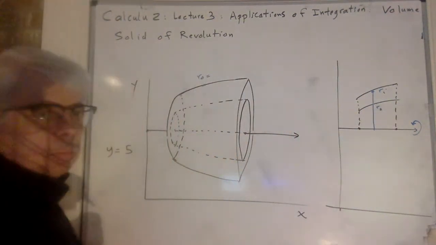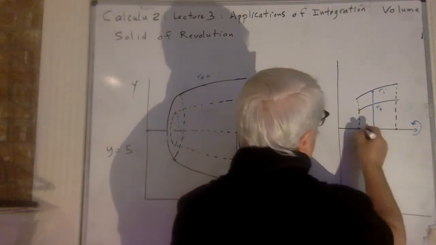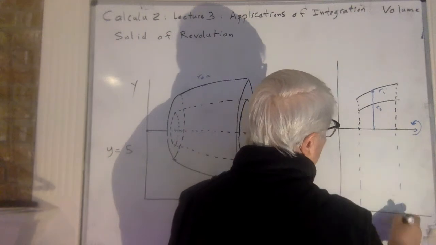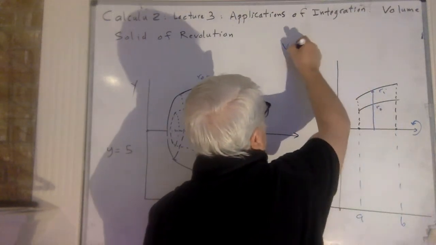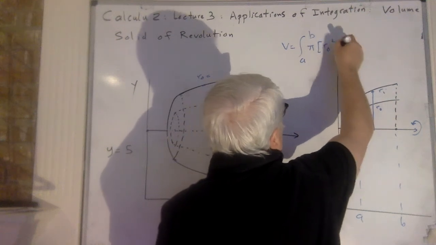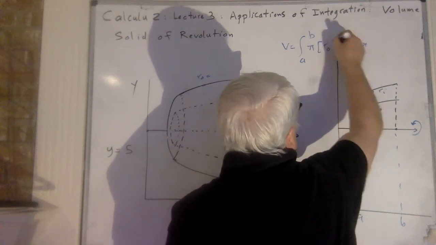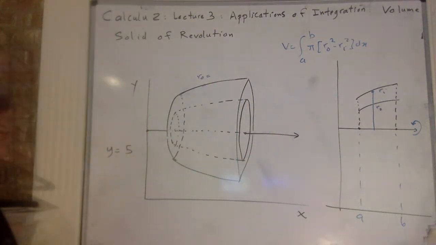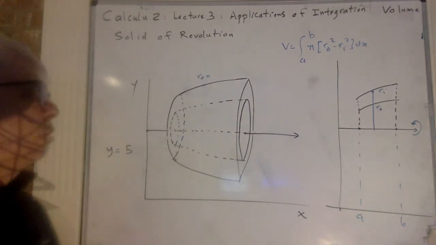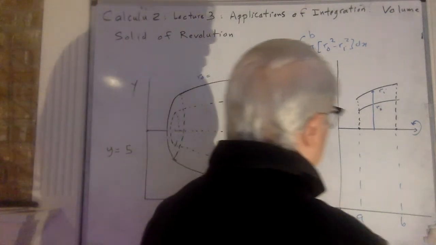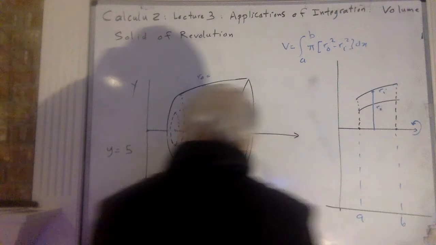And the volume is the same. The volume of this object, if this goes from a to b, say, is simply the integral from a to b of pi times Ro squared minus Ri squared dx. So if you remember that it is Ro squared minus Ri squared, then you can find the volume of any solid of revolution which revolves about any axis parallel to the x or y axis. In this case, it is parallel to the x-axis.